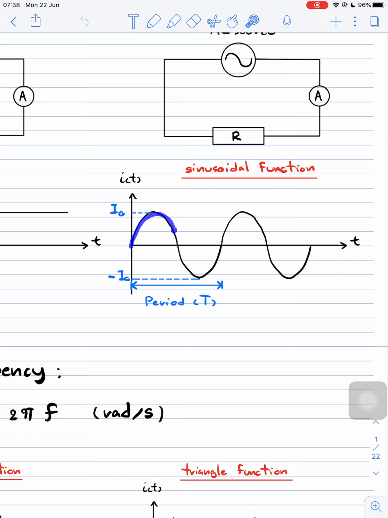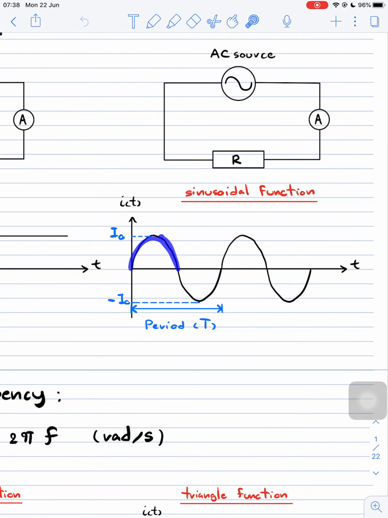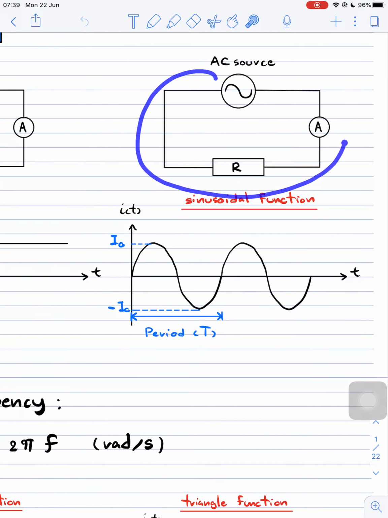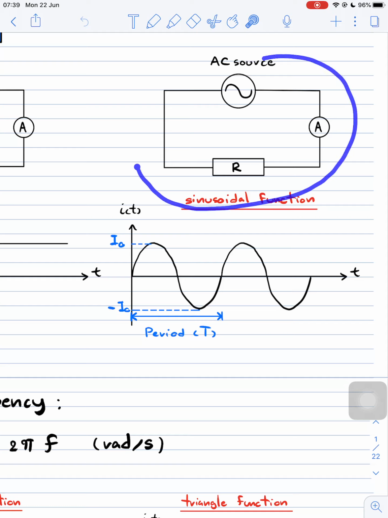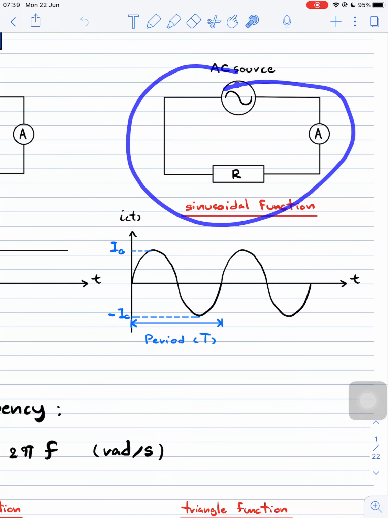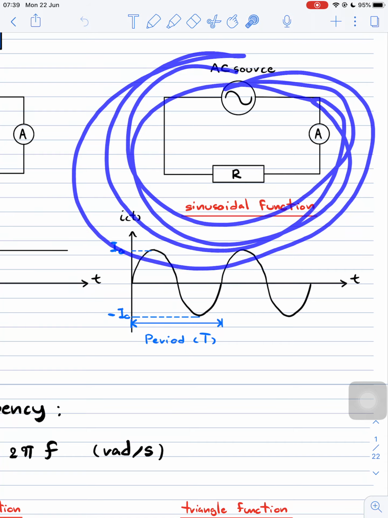So if we have the sine function, that's why we call this function the sinusoidal function here. Now for the positive current, for this part, it means that the current will flow in one direction, and this negative part means that the current will flow in another direction. Okay, so that's the meaning of the positive value and the negative value of the current. So in this case, it means that the current can flow forwards and backwards, forwards and backwards, etc.